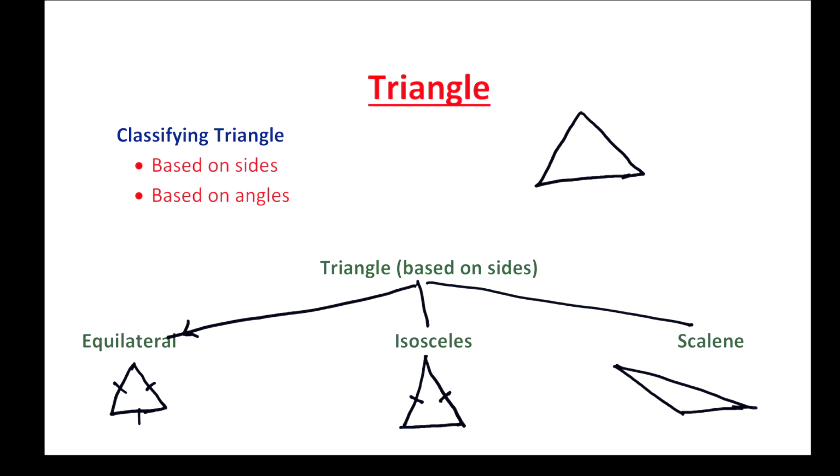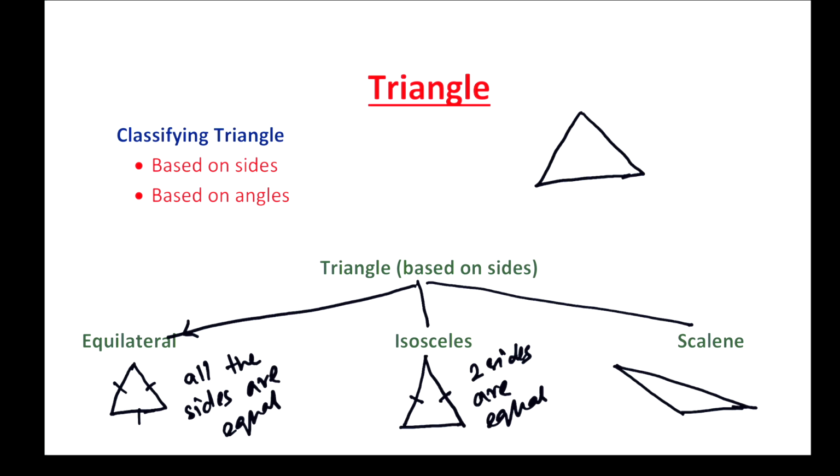So these are the three triangles: equilateral, isosceles, scalene. Equilateral, all the sides are equal. Isosceles, two sides of this triangle are equal. Scalene, none of the sides are equal.